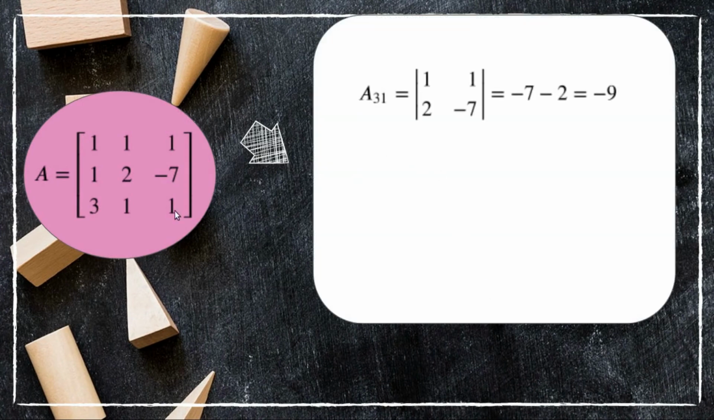Now A31: eliminate third row, first column. Determinant 1, 1, 2, -7. 1 into -7 is -7, minus 2 into 1 is 2. -7 minus 2 is -9.